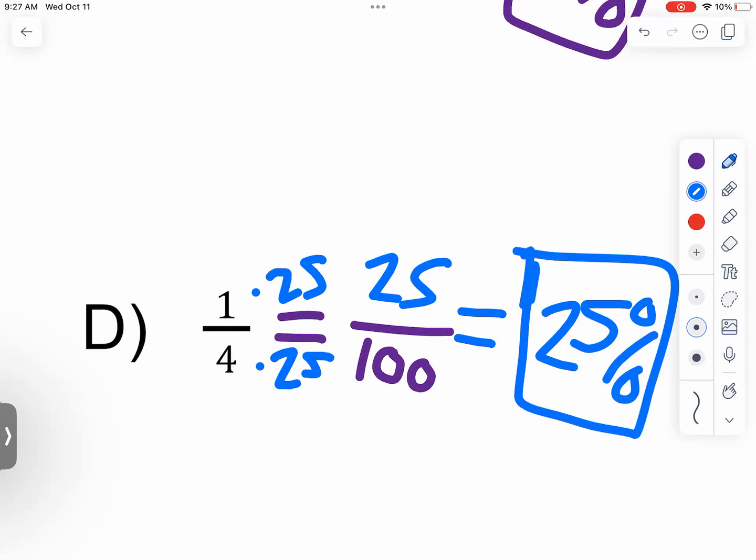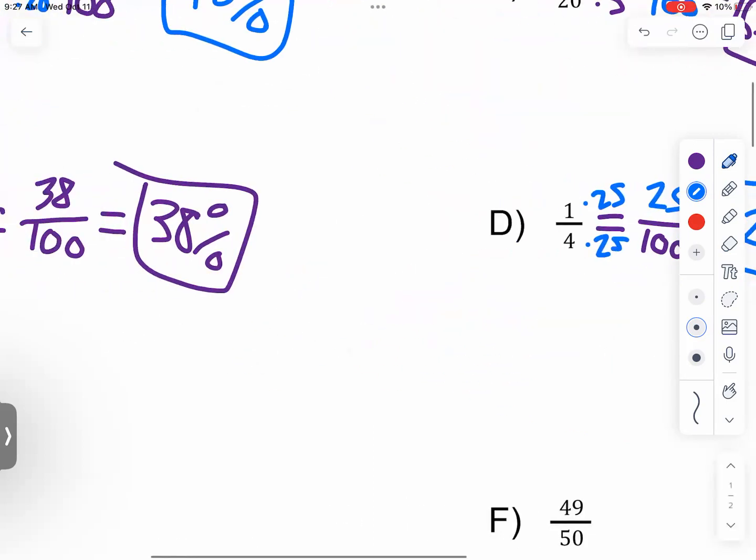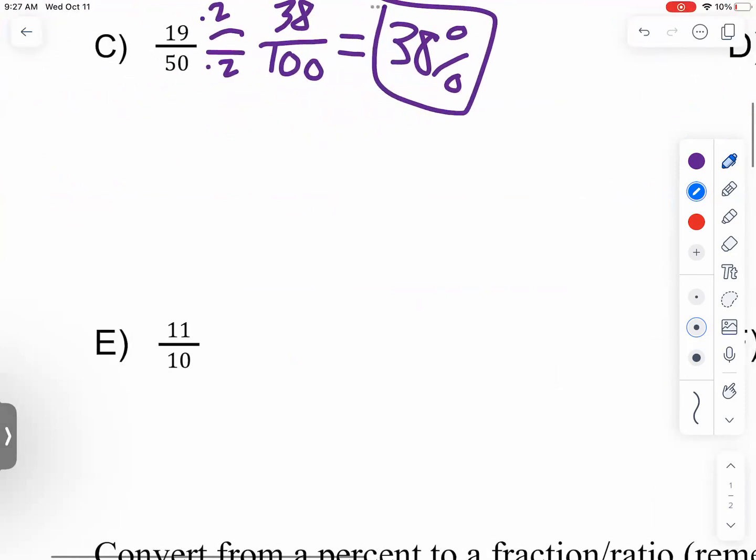This is one that's going to be, some of these are on the flashcards on the Quizlet that I want you to memorize. So very important that you memorize the common fraction, decimal, percent conversions. Really helps a lot in middle school math.